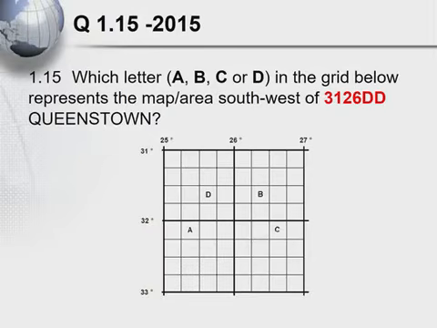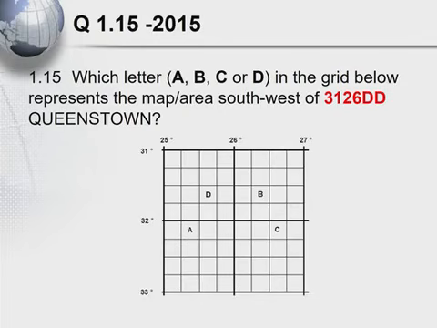Now, as I've mentioned, we had problems with this one. Have a look at this question that we had in last year's question paper. Which letter, A, B, C, or D in the grid below represents the map or area southwest of 3126 DD Queenstown? Now, matrics, you've got to understand that code there. You've got to understand that reference. Now let's have a look at that. 3126 DD. Now, you must know which one of these 4 blocks here. Where do we find that map?